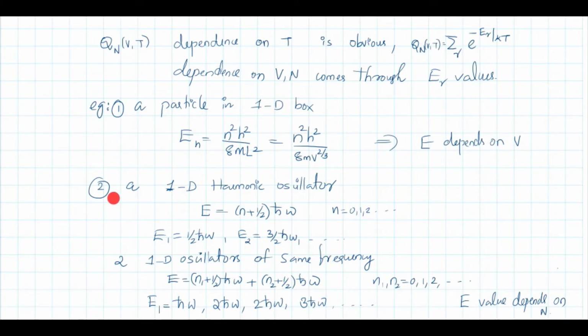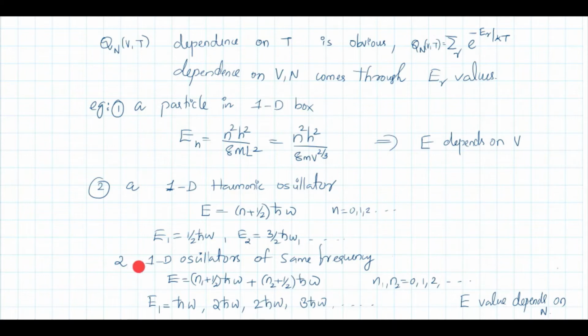Now consider another example, which will explain the dependence on N. Consider a one-dimensional harmonic oscillator. Its energy eigenvalues are E equal to (n plus half) h cut omega, where n can take values 0, 1, 2, etc. So the first energy value E1 is half h cut omega, the second energy value E2 is 3 by 2 h cut omega, and so on.